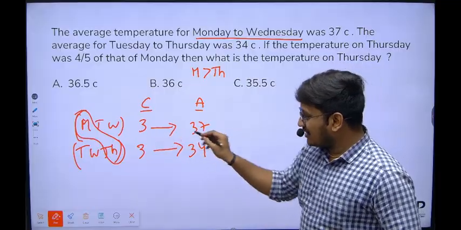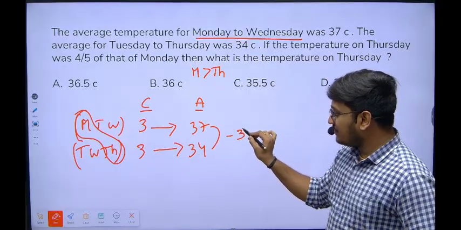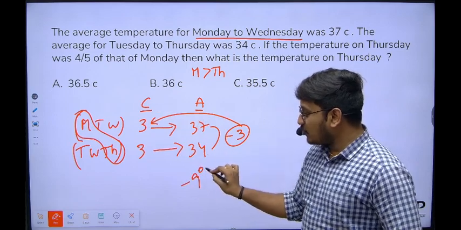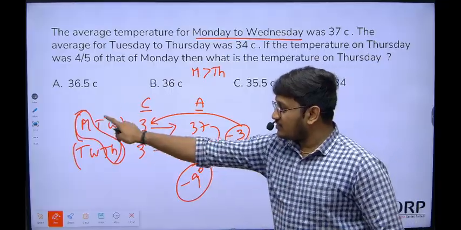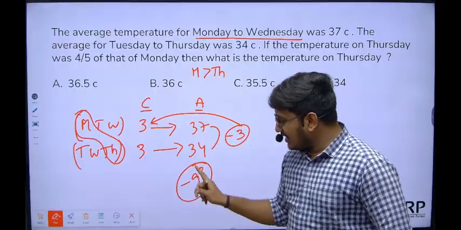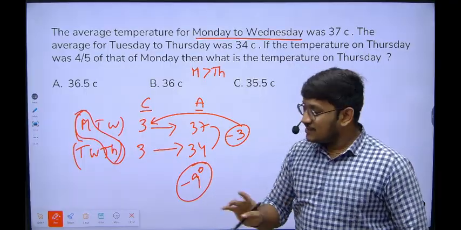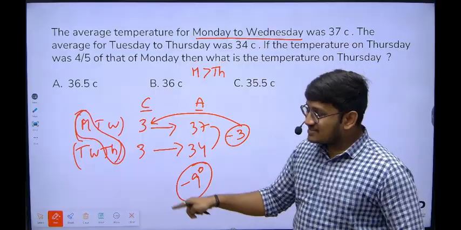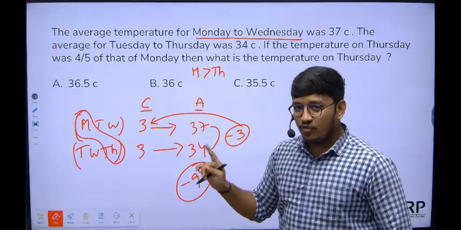Now let's take the difference. Difference not required on left hand side. Right hand side difference is -3. -3 multiplied with 3 will give you -9. Leave about -9 or +9. You just concentrate on Monday's temperature is 9 degrees more than Thursday's temperature, or Thursday's temperature is 9 degrees less than Monday's temperature. Am I right? So you just be clear about these 2 points.